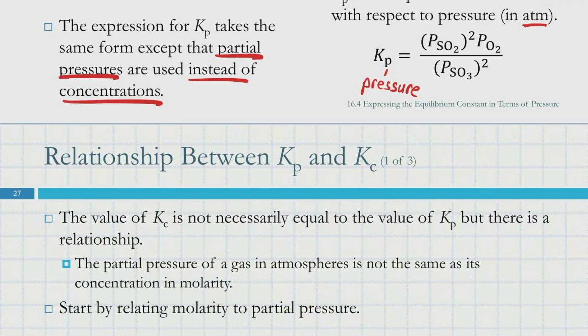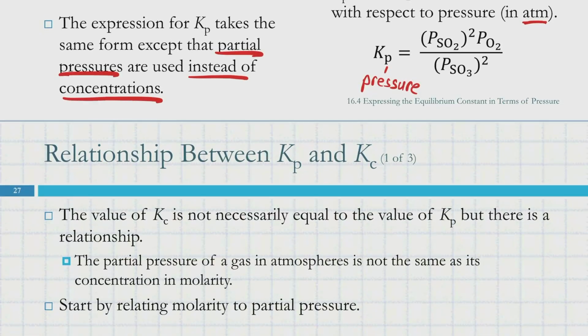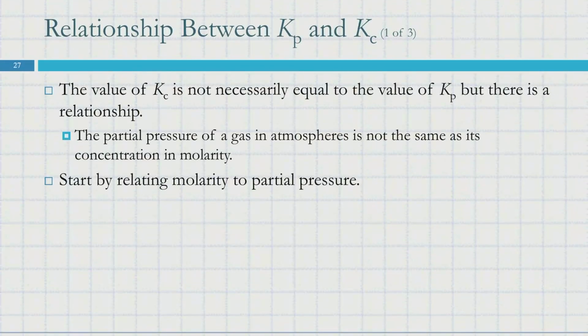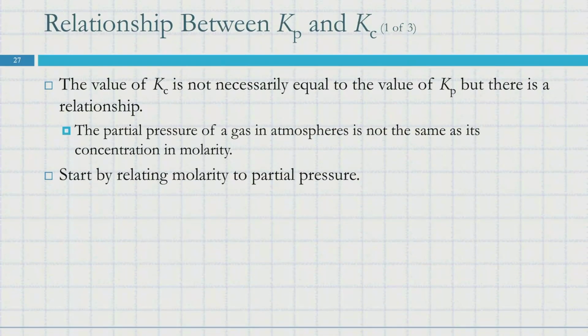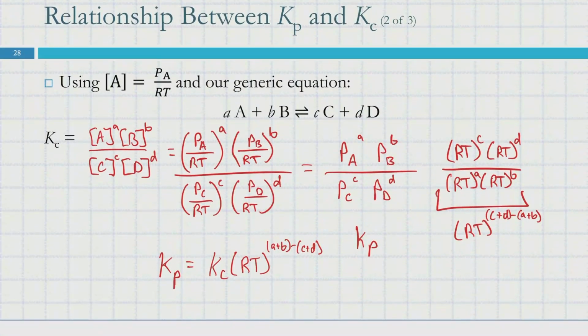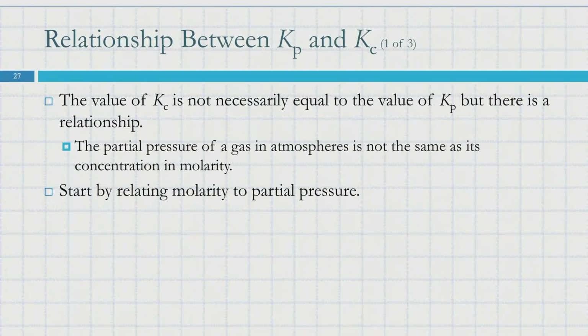And you might think to yourself, what a wonderful world. You might also think to yourself, well, aren't those two kind of just the same thing? And it turns out that they are not just the same thing. So the value of Kc is not necessarily equal to the value of Kp, but they're related to each other and we can convert them.